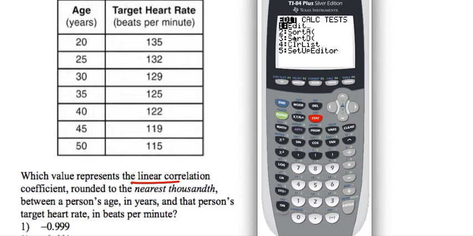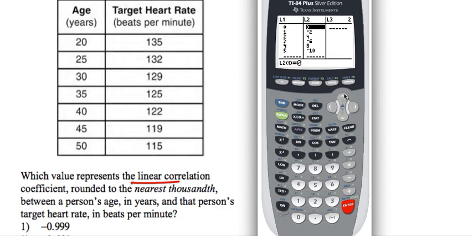So let's go to stat, and then we're going to edit. We're going to clear that. Here we're going to clear this one too. Alright, now between person's age in years and person's target heart rate. So here this is 20, 25, 30, 35, 40, 45, and 50.